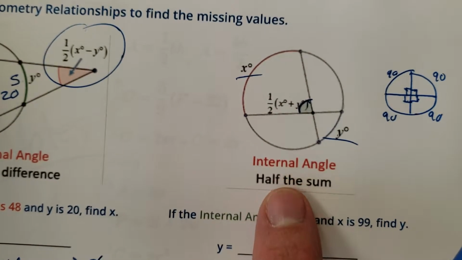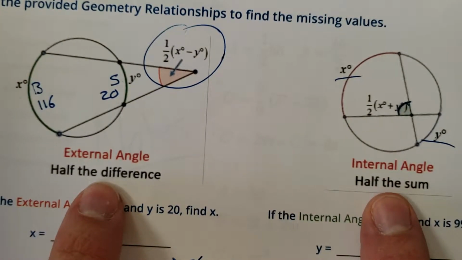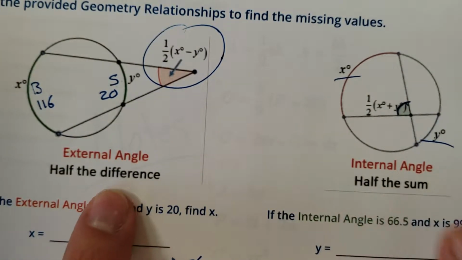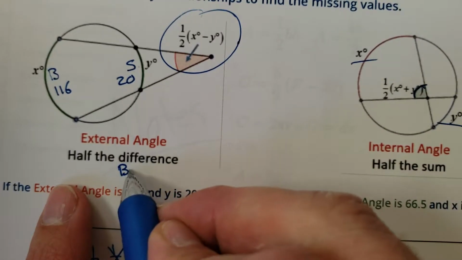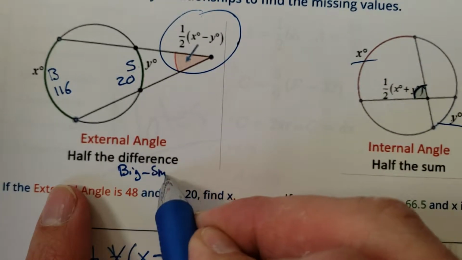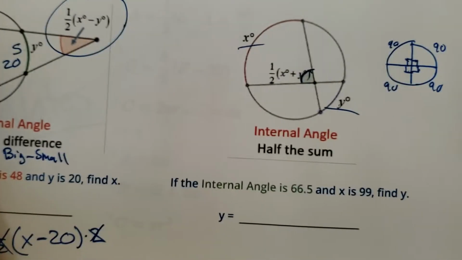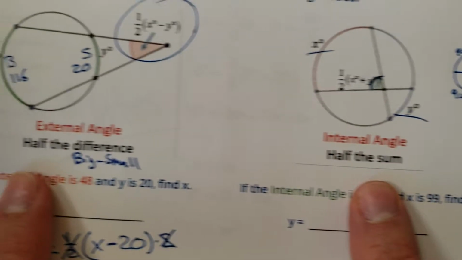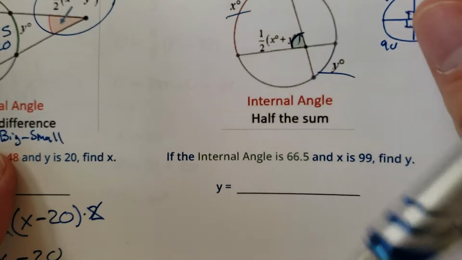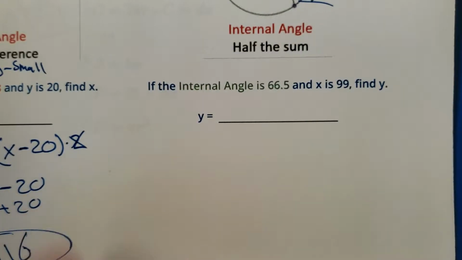So as you can see, it's half the sum. Let's write that down. Half the difference, big minus small. And then half the sum. Internals are half the sum. Externals are half the difference. So we're building you up some geometry skills. So what do you got here?